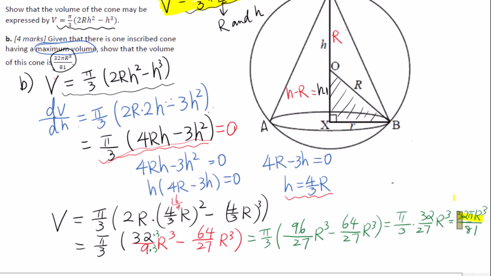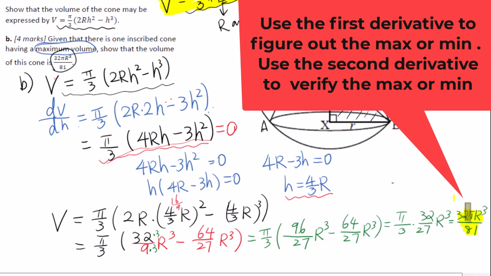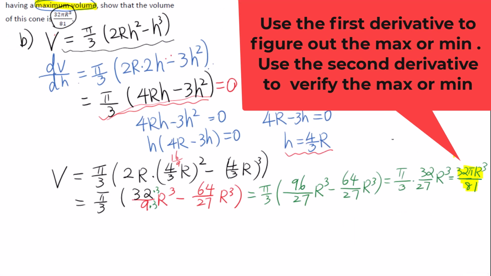We need to show this volume is a maximum value. There are two ways to show the value is a maximum. One is using the first derivative; you have to show the sign diagram. Second one is using the second derivative. Let's use the second derivative.